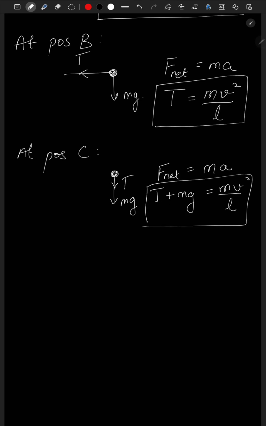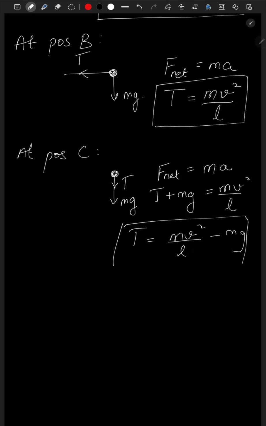And if you want to find the tension, you can just make it the subject. It is mv squared over L minus mg. So this would be the equation to calculate tension at position C.